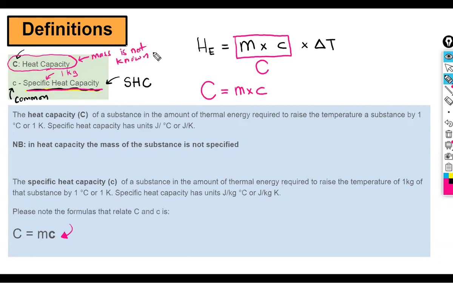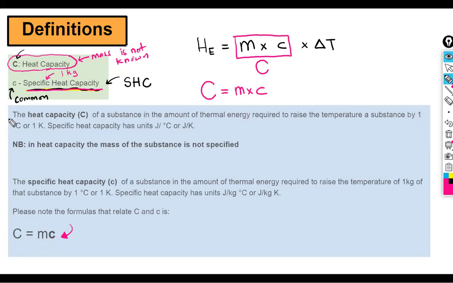So if I come and tell you the heat capacity of a strange metal is 24, you don't know how much mass of the metal I am talking about. You don't know whether it's 2 kilograms of the substance, 1,000,000 grams of the substance. But if I tell you the specific heat capacity of the substance is 24, you know I am referring to 1 kilogram of the substance.